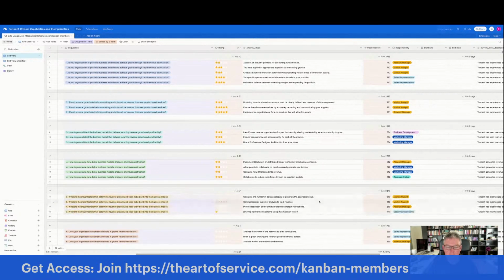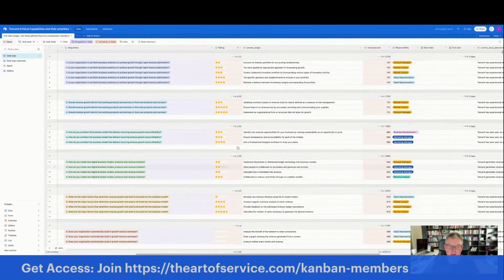Calculate the number of sales necessary to generate the desired revenue. Yeah, we've got that pretty much nailed down. Conduct regular customer analysis to track revenue. Yeah, we do that. Provide feedback on the estimated revenue margin calculations. Yep, we do that in our forecasting. And now we've got one, two, three, four, five questions answered.